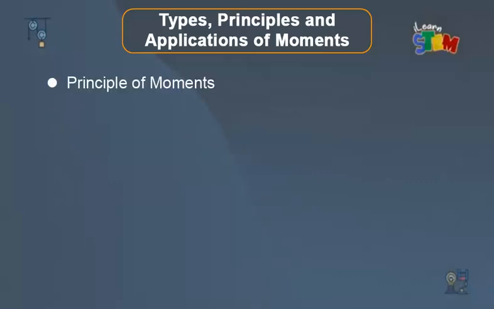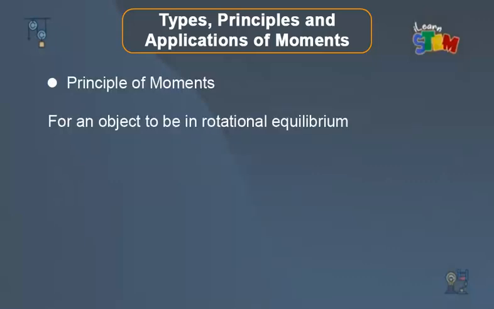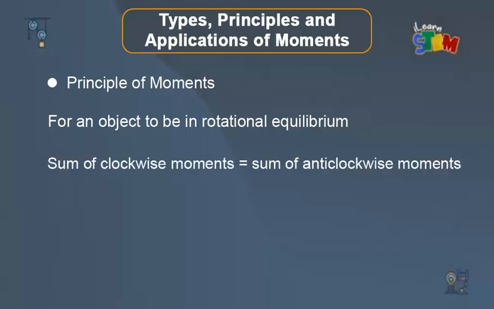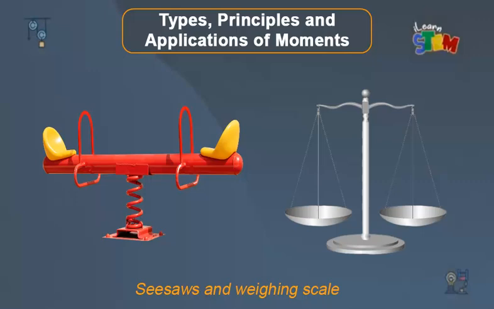Now, the principle of moments. For an object to be in rotational equilibrium, the sum of clockwise moments equals the sum of anticlockwise moments. This principle helps us understand balance in systems like seesaws or weighing scales.